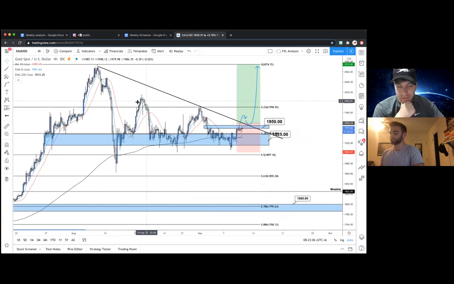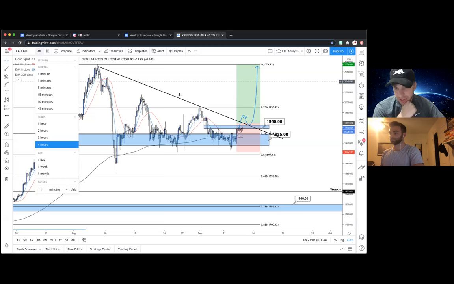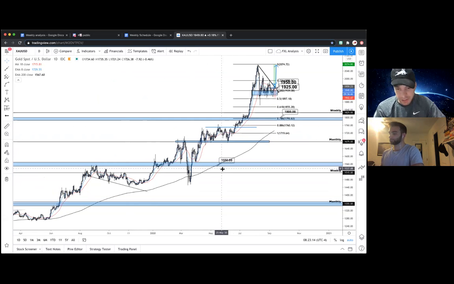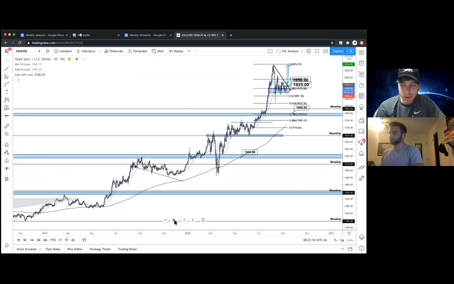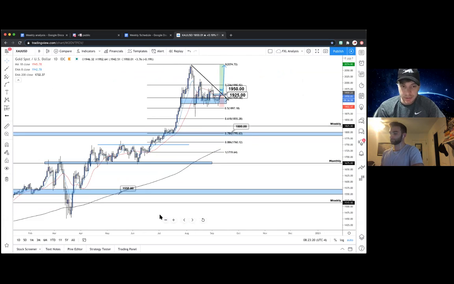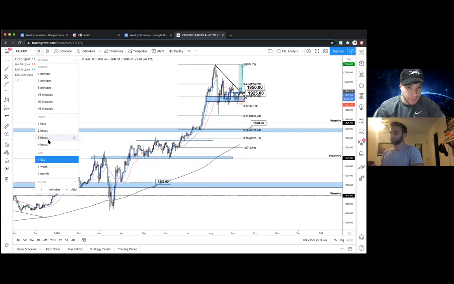All right, so final is gold, which looks absolutely beautiful right now. Need a similar setup. Let's go to the daily time frame first, guys. Super bullish. I mean, that's easy to see here. Gold's probably the easiest trend to spot. Just bullish all around. Super, super bullish.